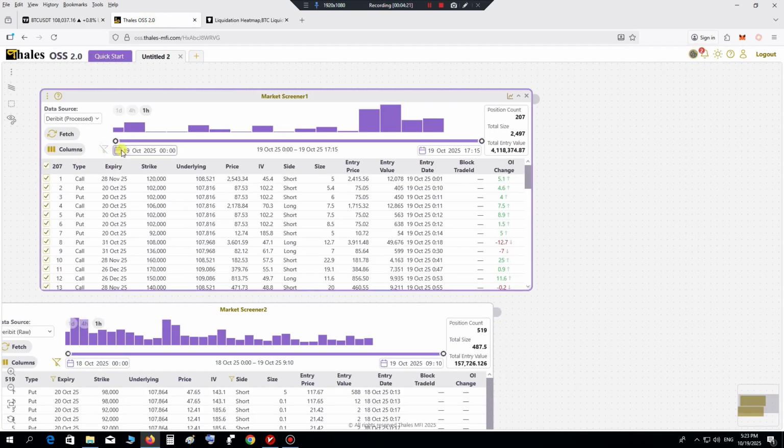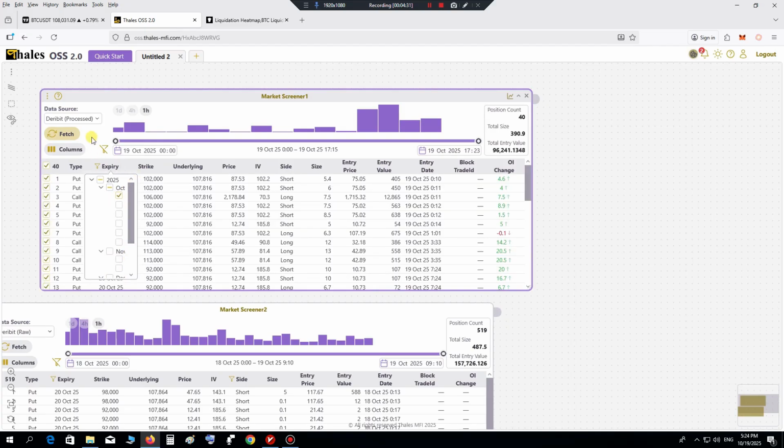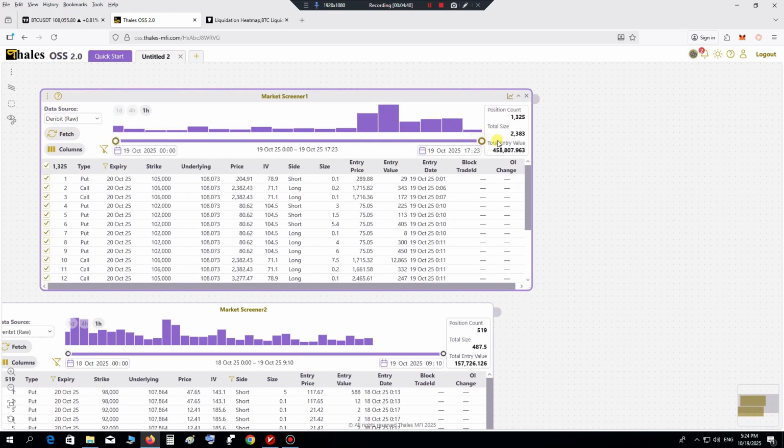Let's move on to the market screener and see what we've got today, from the start of the day up to now. Strike. October 20th, tomorrow, October 20th, the raw database shows 2,383 Bitcoins, with 1,325 of them placed as options. In fact, these have been traded, and the result is a curve like this.